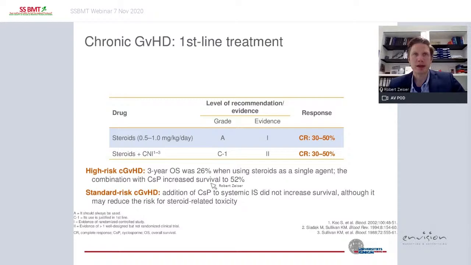In contrast, in standard risk chronic GVHD, the addition of calcineurin inhibitors did not increase the survival, although it may reduce the risk for toxicity in those patients.